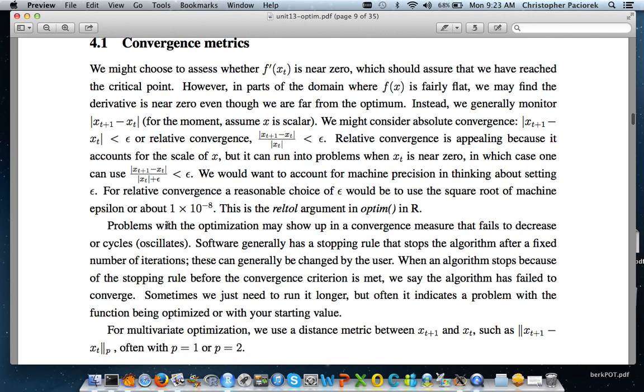And we want to also account for the fact that we only have a certain amount of precision on a computer. We know about machine epsilon. So one standard thing to do is to take epsilon to actually be the square root of machine epsilon, so something like 1 times 10 to the minus 8. That's a fairly standard thing to do. And if you look in R in the optim function, which we'll talk about in a day or two, you'll see there's a reltol argument, and that's basically what this quantity is. That reltol in R is this epsilon that we're talking about choosing here.